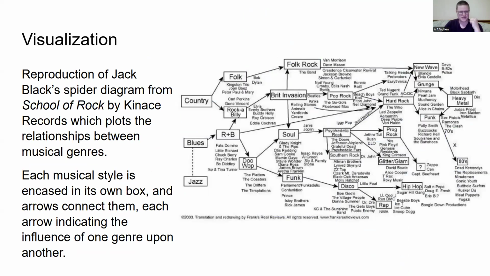Yeah, for music, this is a reproduction of Jack Black's Spider Diagram from School of Rock, a movie from a while ago, reproduced by Kinase Records, which plots the relationships between musical genres. Each musical style is encased in its own box, and arrows connect them, each arrow indicating the influence of one genre upon another. So we've got our nodes, we've got our edges, and alongside the nodes, we have a bunch of examples of what might count as that particular genre.